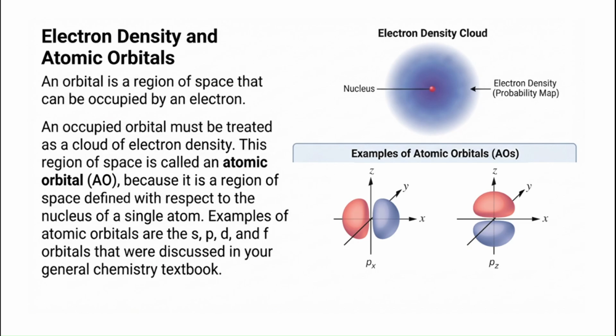Electron density and atomic orbitals. An orbital is a region of space that can be occupied by an electron. An occupied orbital must be treated as a cloud of electron density. This region of space is called an atomic orbital, AO, because it is a region of space defined with respect to the nucleus of a single atom. Examples of atomic orbitals are the s, p, d, and f orbitals that were discussed in your general chemistry textbook.